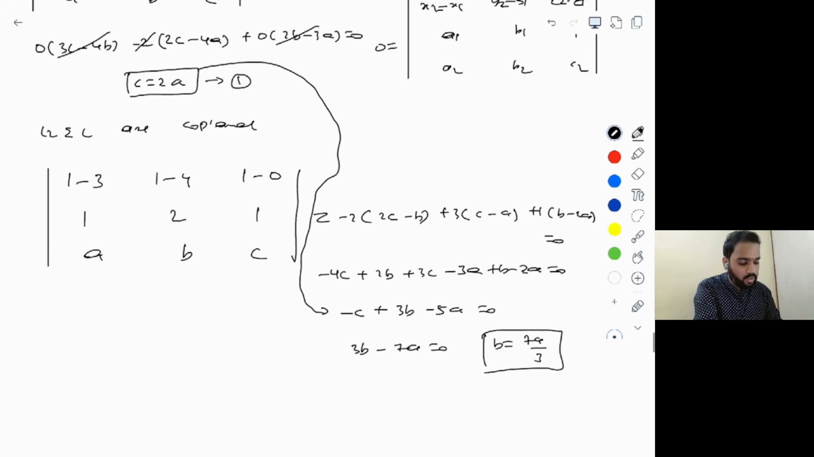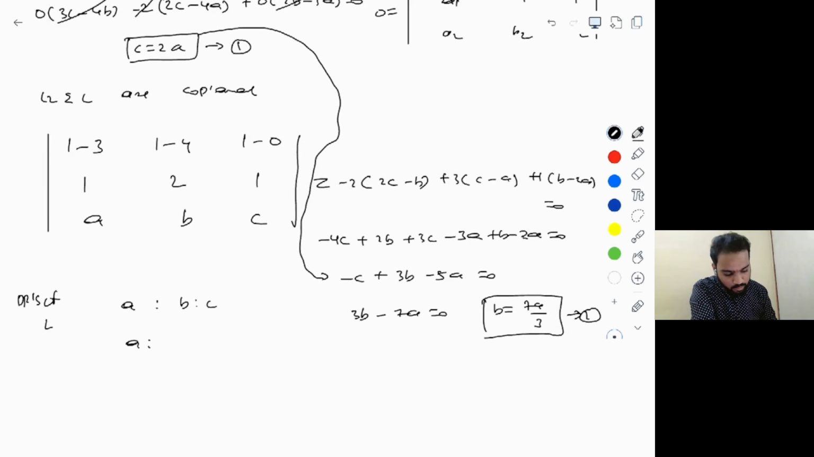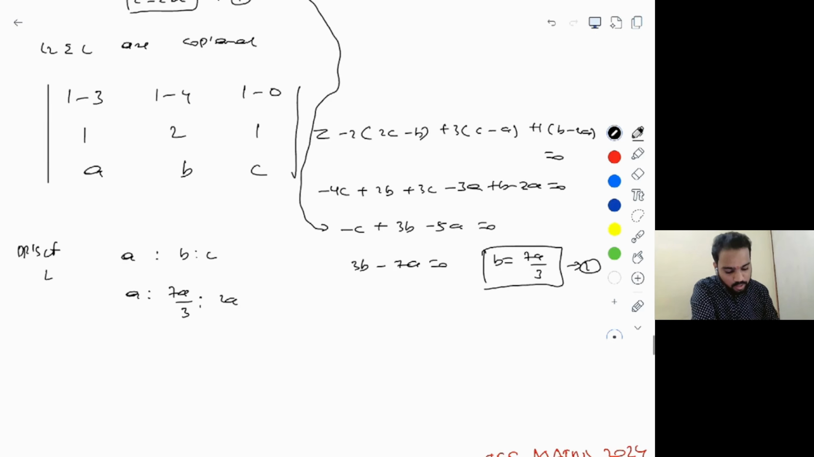Okay. Now we just need only two relations between a, b, and c, because we need the DRs. So to find the DRs, we just need the ratios, right? Because if you take the DRs of the line L as a is to b is to c, then the a value is a, but the b value is what? 7a divided by 3, whereas the c value is 2a. And if I cancel out the common factor a and multiply by 3 here, I'm going to get 3 is to 7 is to 6. This implies the DRs of the line L are nothing but 3, 7, 6.